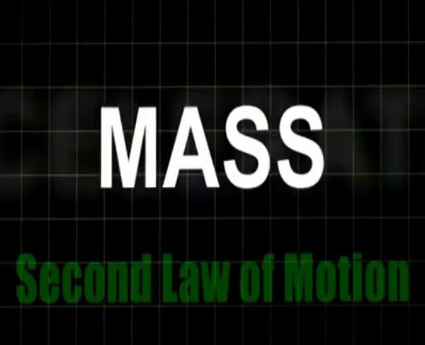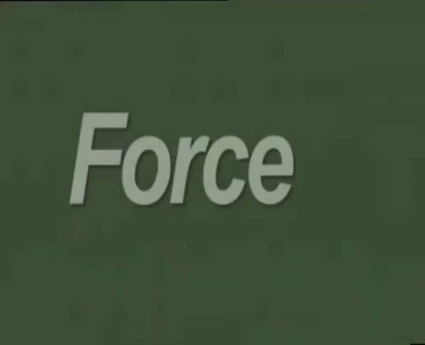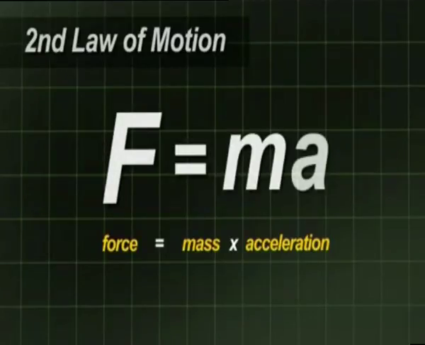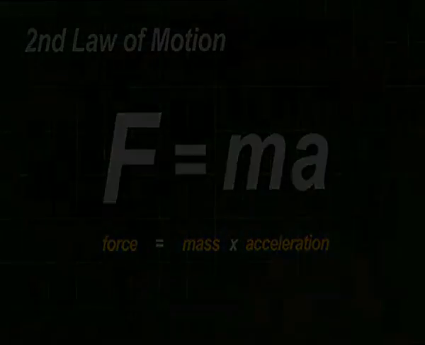This relationship between force, mass, and acceleration is the source of one of the most important equations in physics. Force equals mass times acceleration. So if something is bigger, it will require more force to move it. Or if you put more force on something, we will accelerate it faster. The amount of acceleration depends upon the mass of the object.